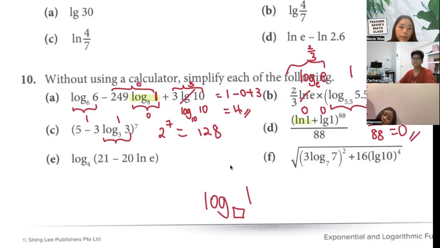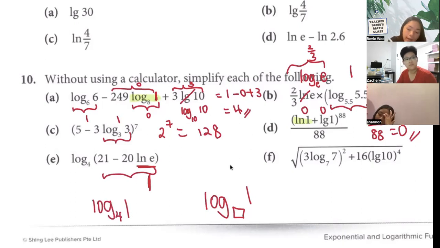Okay? Not difficult, right? Maybe we do E. This ln E again, how much is it? 1. Very good. 20 times 1 is 20. 21 minus 20, this entire thing is just a 1. Log 1 is? 0. That's it.